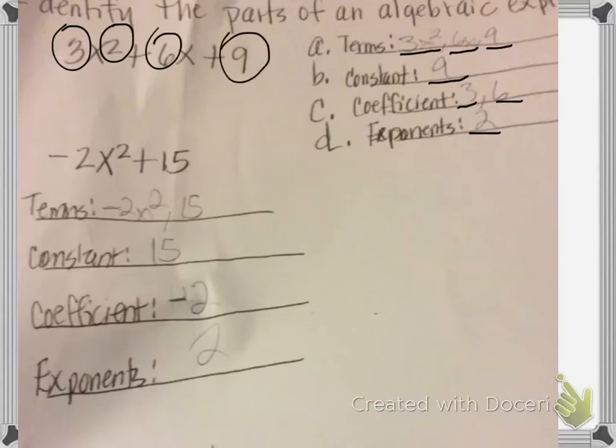Here my terms are negative 2x squared and 15, which is 2 terms. 1, 2. My constant is 15. My coefficient is negative 2. And then my exponent is 2.